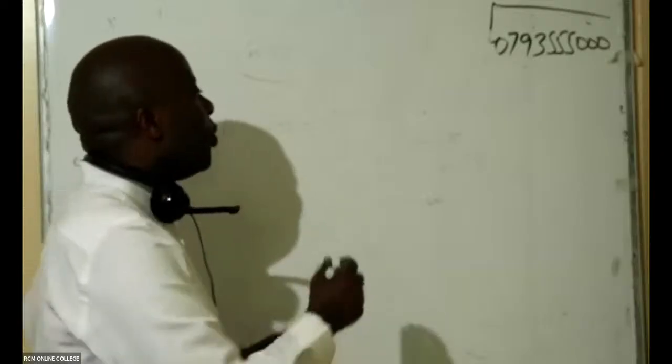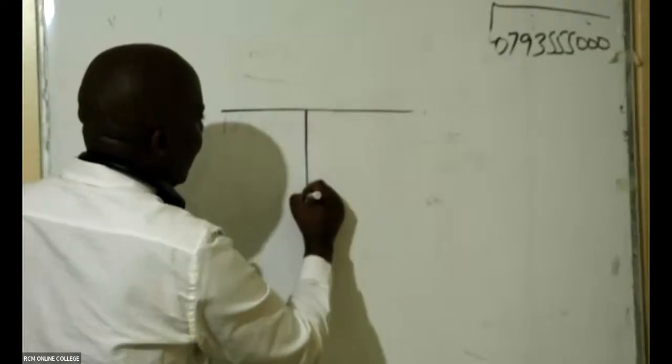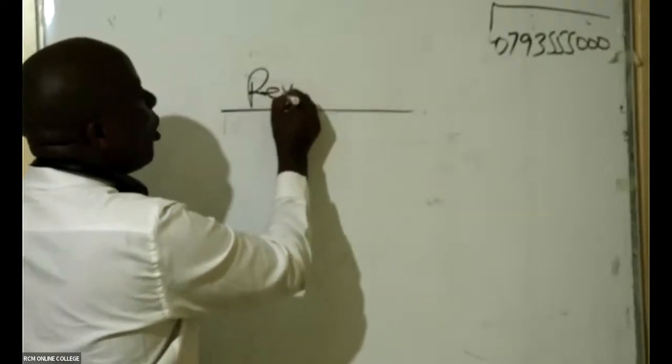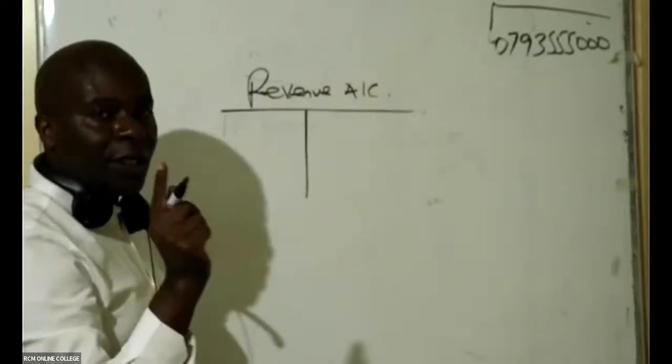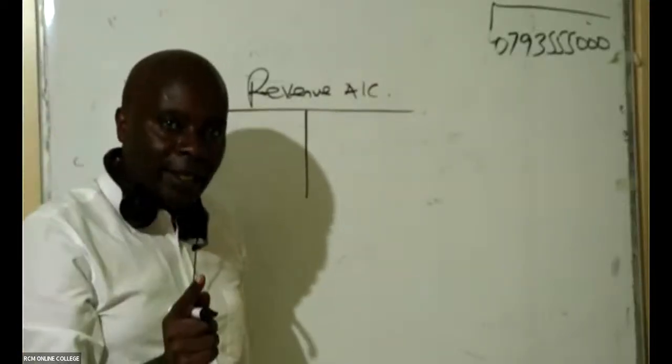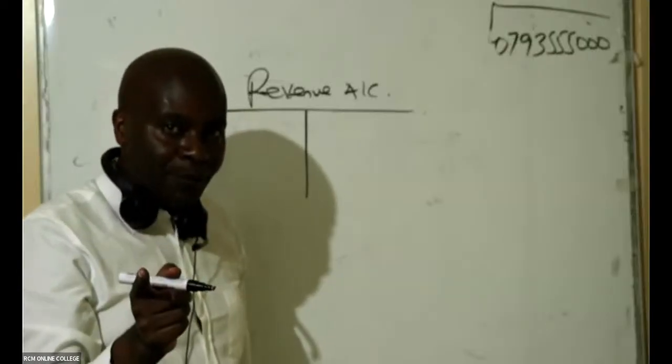So whenever you get a question over this particular standard, ladies and gentlemen, you must always know that we're going to have a T account, where we are going to have what we call our revenue account. Revenue account for each biological asset, for the crops, revenue account for the animals, all right?